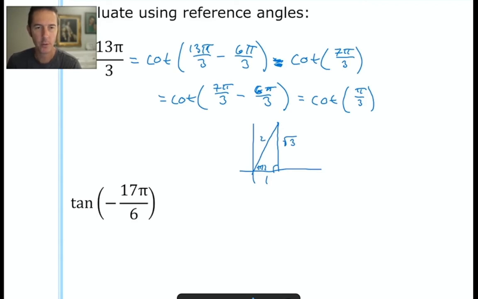It's in the first quadrant. They're all positive. Cotan, tangent is opposite over adjacent, so this is adjacent over opposite, which is equal to adjacent side is 1, opposite side is the square root of 3. If you rationalize your denominator, you get the square root of 3 over 3. So that skill of being able to subtract out some periods from your angle measure definitely came in handy. And then we drew a good diagram and answered the question.